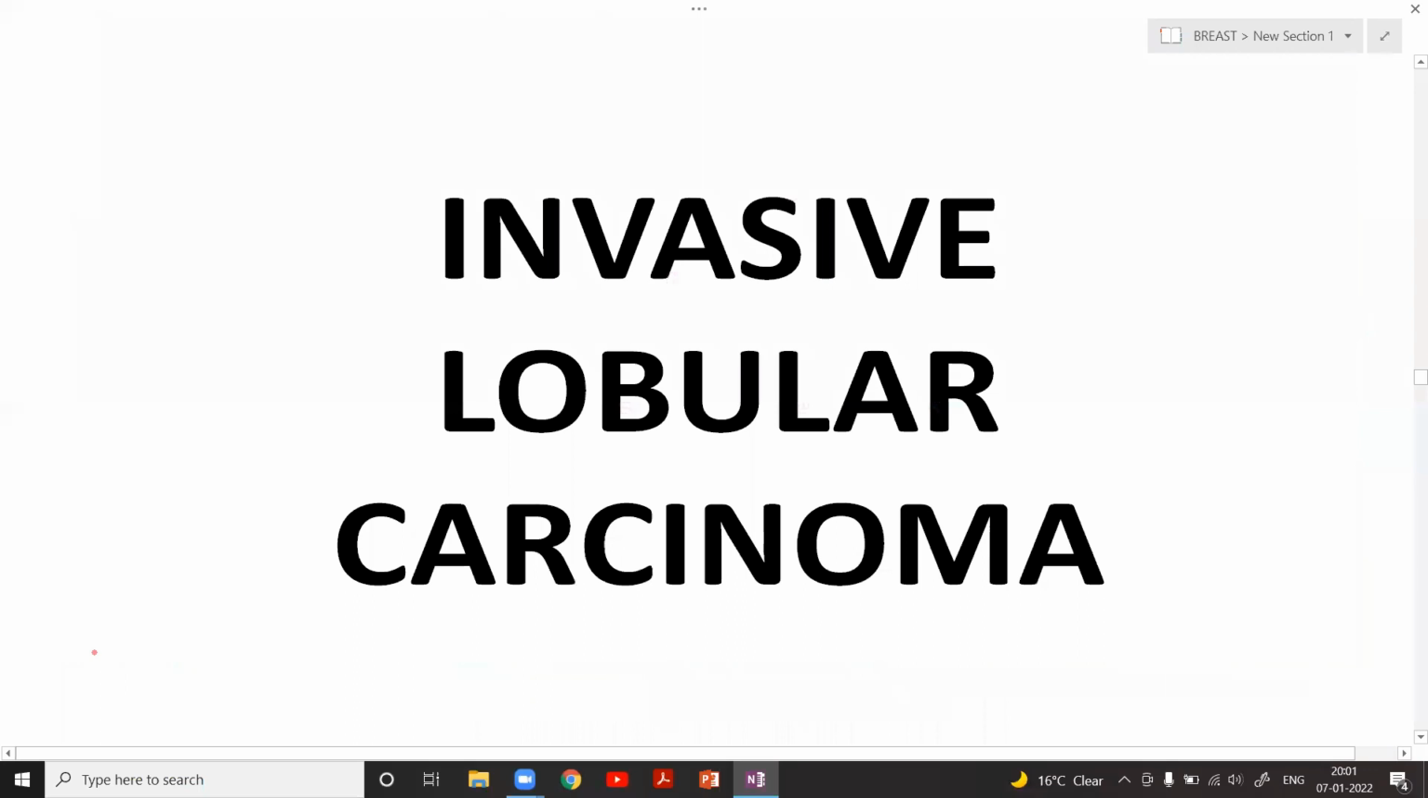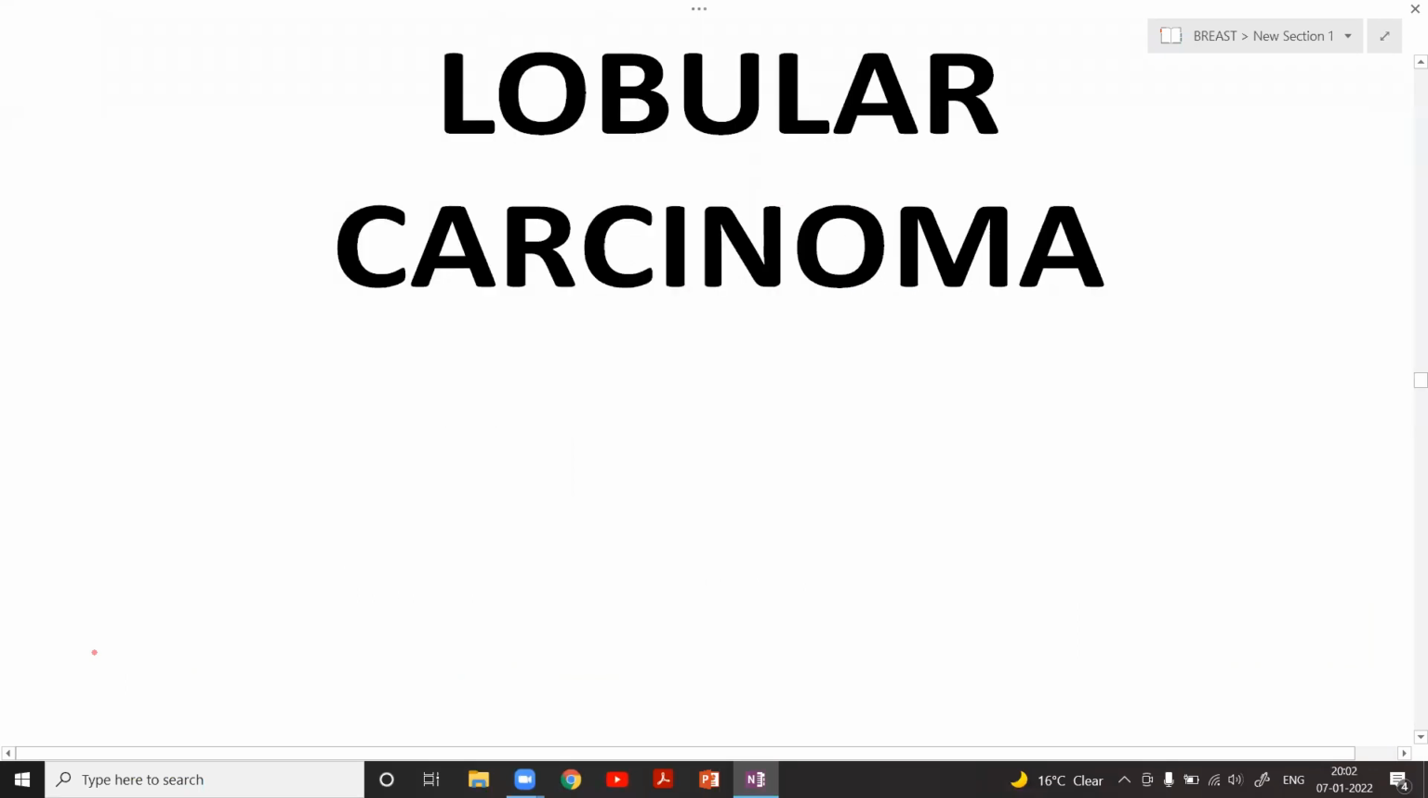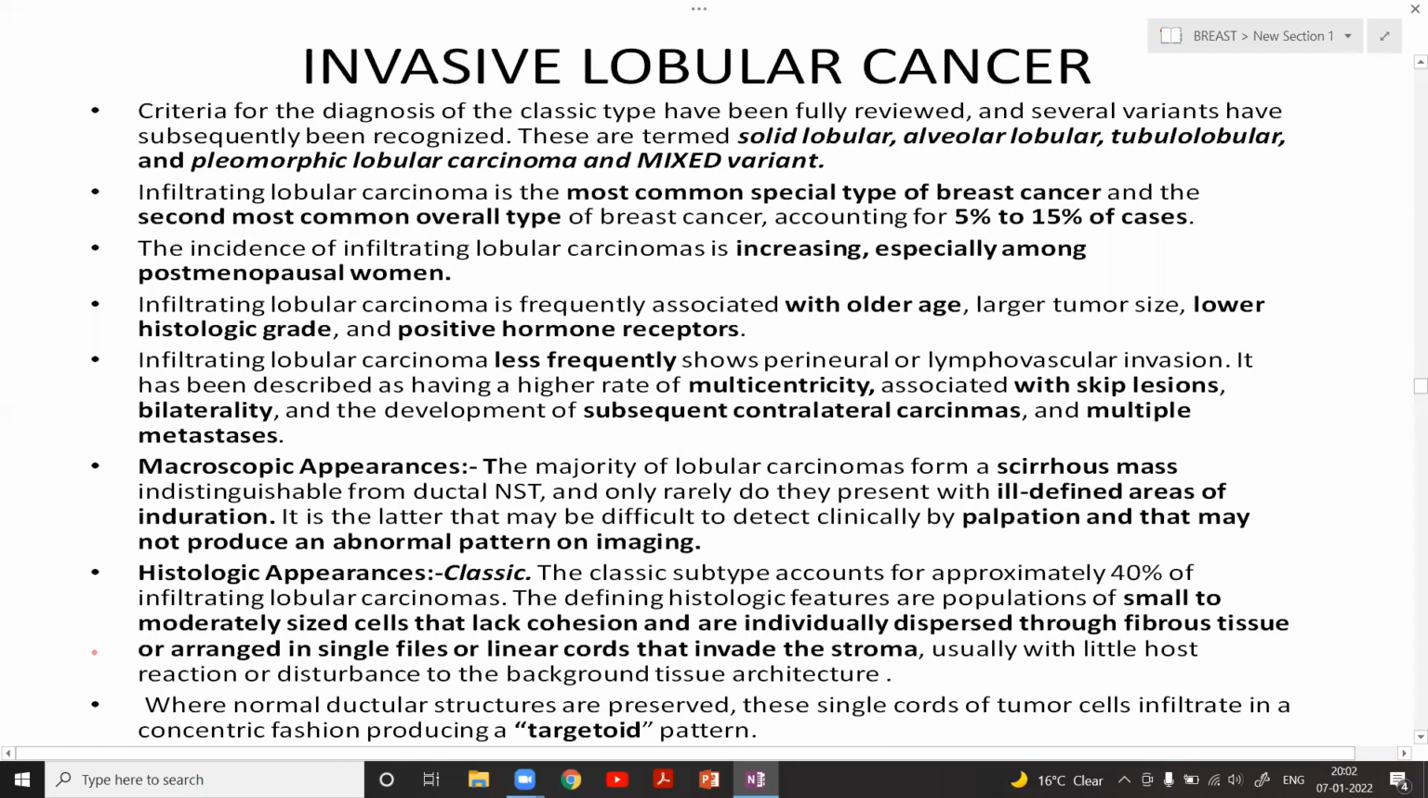So the first special type that we are going to discuss is your invasive lobular carcinoma of the breast. Very important is that it is the most common special type of breast carcinoma, comprising 5 to 15% of all the cases. After IDC breast, it is the second most common type overall. It is increasingly common in post-menopausal women, and these patients present at an older age, with a lower histological grade, and positive hormone receptors. So they are ER/PR positive and GCDFP15 positive.